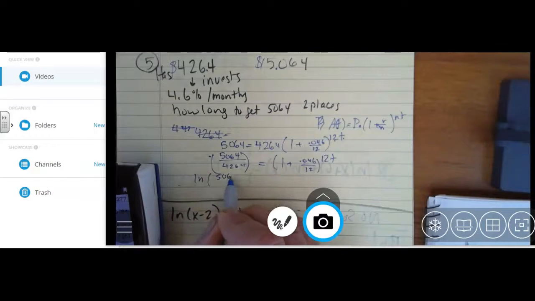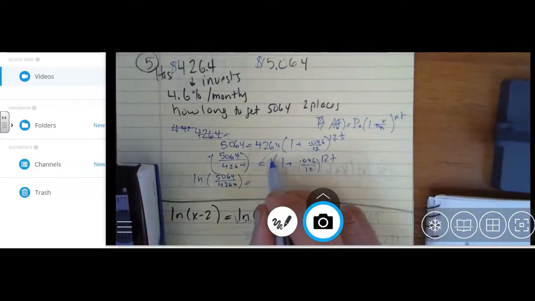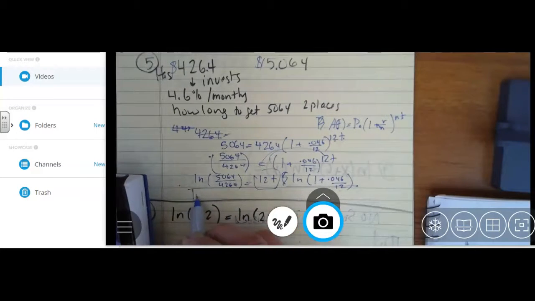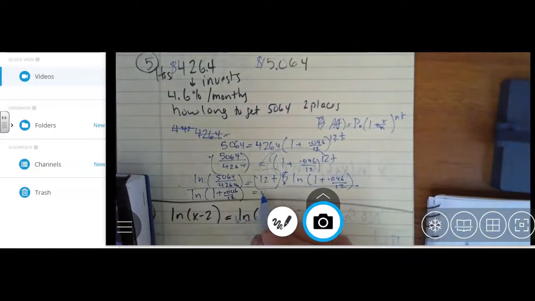ln of 5064 over 4264 is equal to, remember, we bring down the power, 12t times ln of 1 plus 0.046 over 12. Okay, so in order to get this, we have to divide both sides by ln of 1 plus 0.046 over 12. Okay, that equals 12t. Now in order to get t, divide both sides by 12. So t is going to equal this stuff divided by 12.